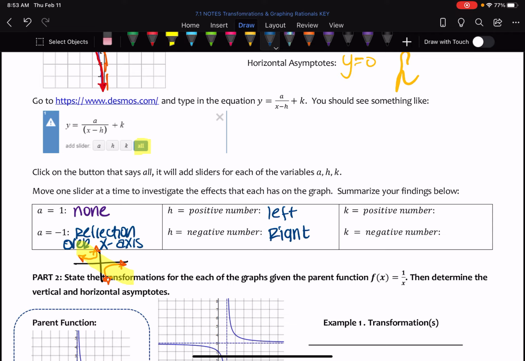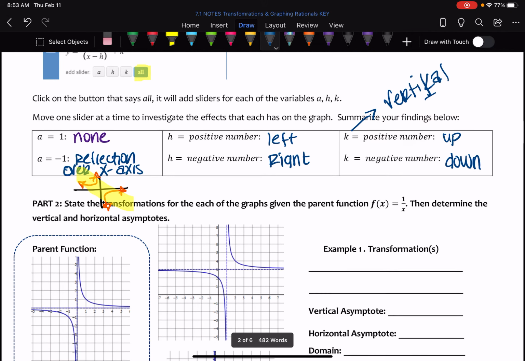For my vertical, I always like to spell vertical with the K. Okay, so that's going up or down. If I have a positive number, my function is going up. And if I have a negative number, my function is going down. So let's go actually try some of these transformations.